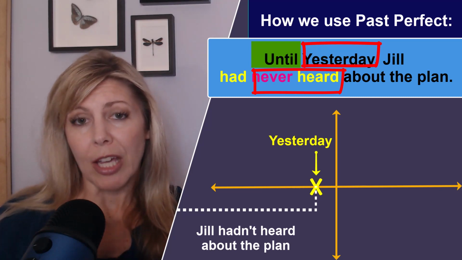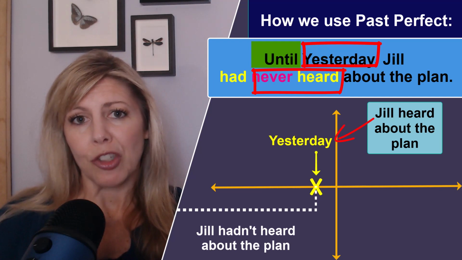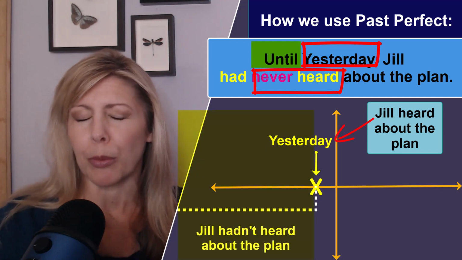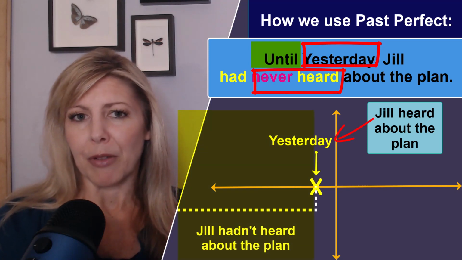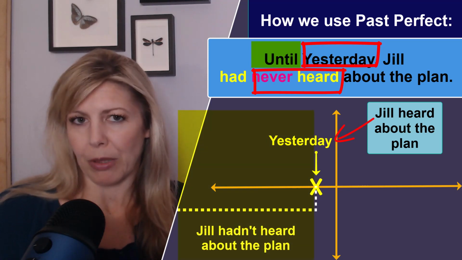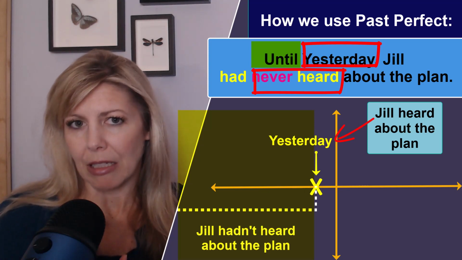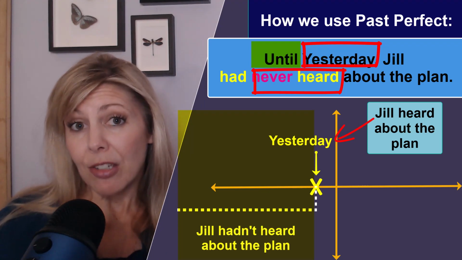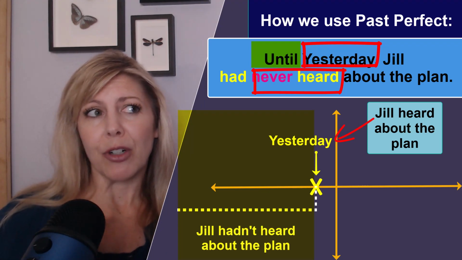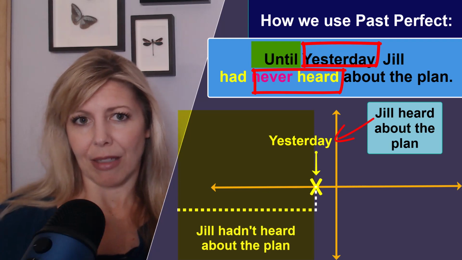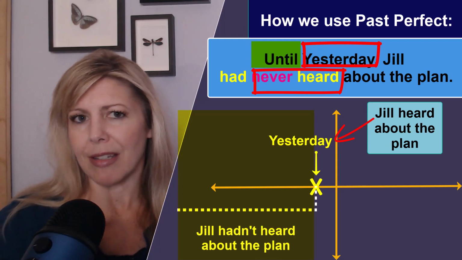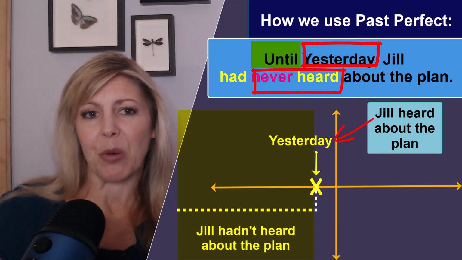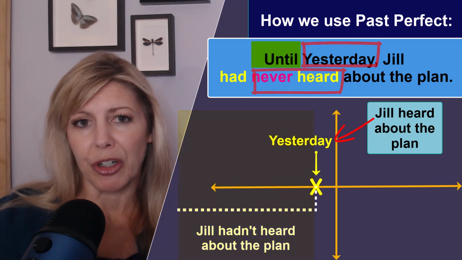And then when yesterday came, that's when she heard about the plan at that point in time. But all the time prior or previously, before yesterday, she didn't know about the plan. So that's why we say until. Okay, all the time before. We could say had not if we wanted to, but never kind of really emphasizes, and it makes it clear that in all her experience in the time before, she had no knowledge about the plan. So we say had never heard.